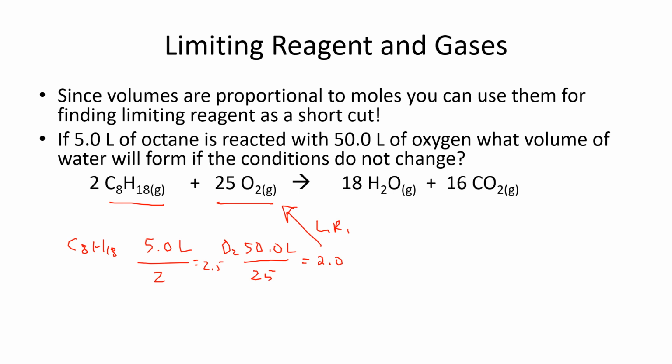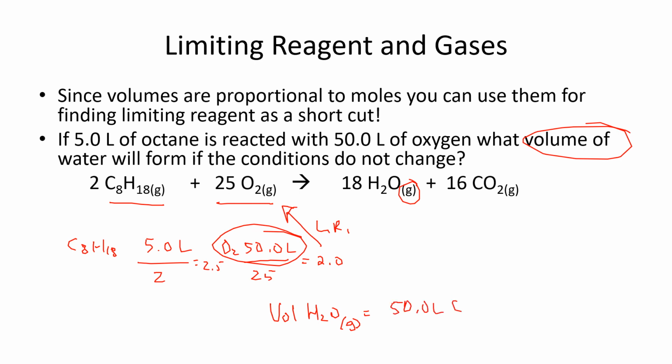And then it says what volume of water will form if these conditions do not change. Well, water is a gas as well, so you can just use the same ratio. We're going to start with our limiting reagent, which is the oxygen. So we want volume of water as a gas, and we're going to take the 50 liters of oxygen, and we just use the ratio. You're going to get 18 liters of water for every 25 liters of oxygen.